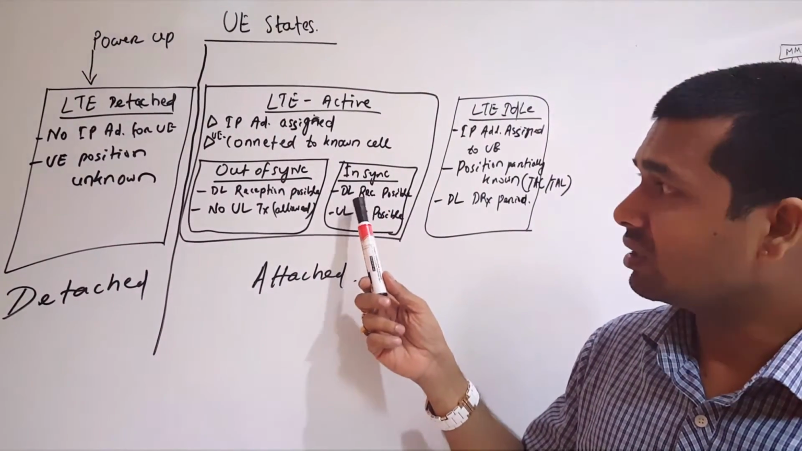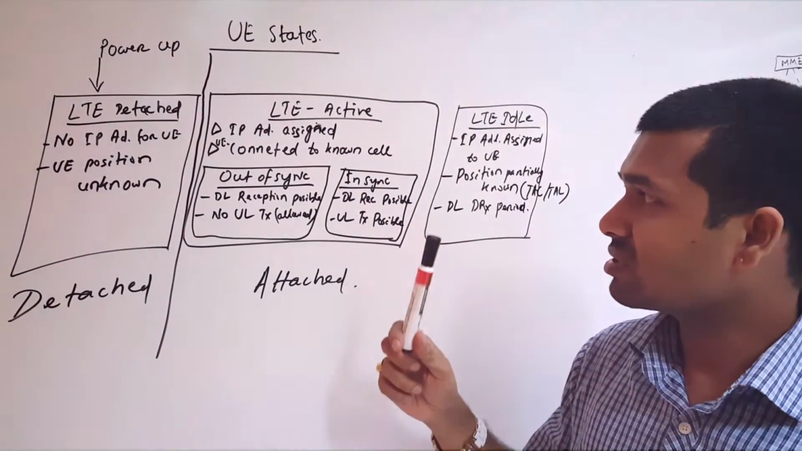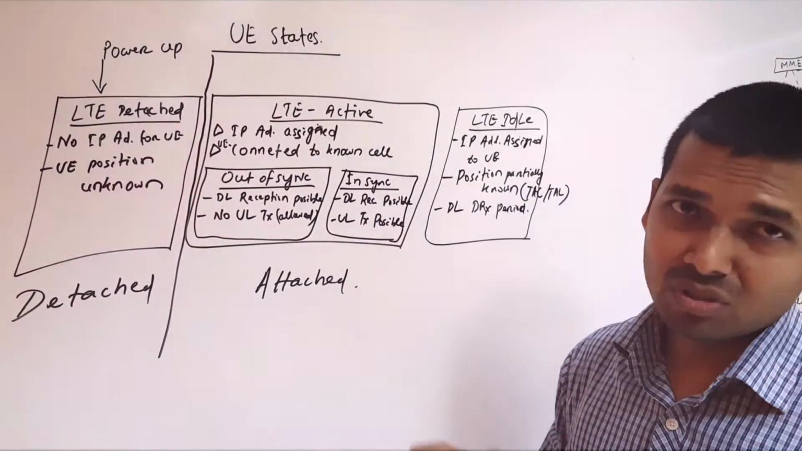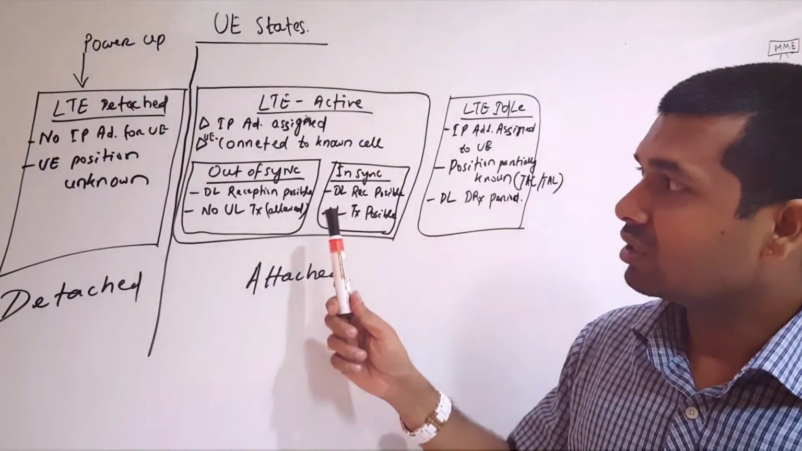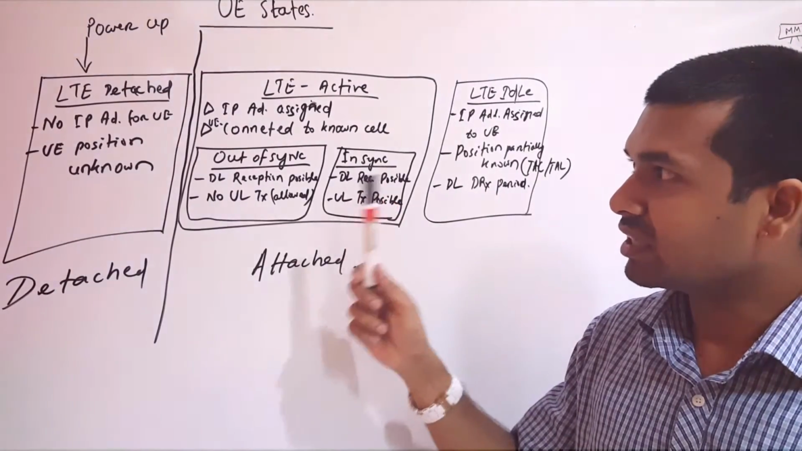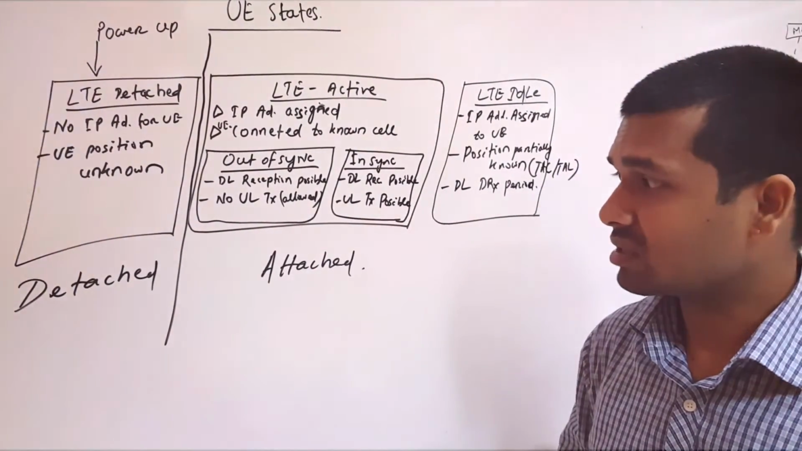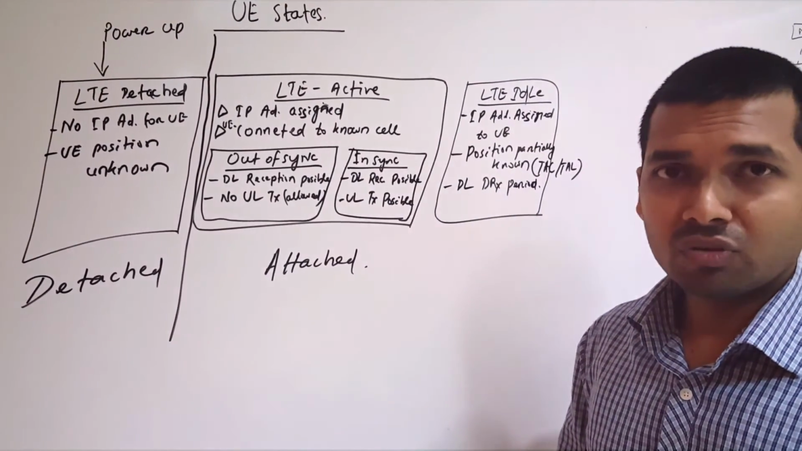In sync, the downlink reception is possible and the uplink transmission is also possible, that is in sync. So the difference between in sync and out of sync is only that uplink transmission is possible in sync. Out of sync, uplink transmission is not allowed, only downlink is available. So that's it for today.